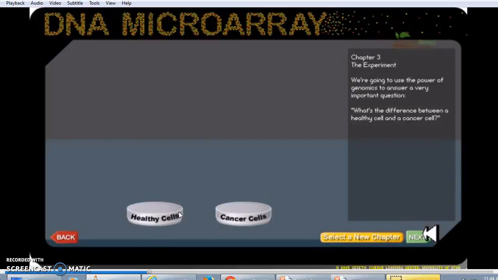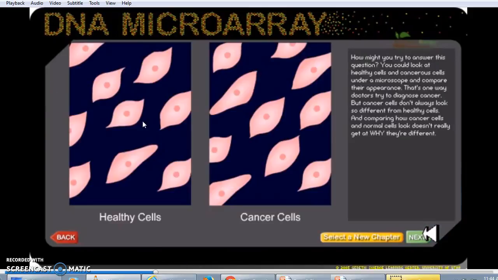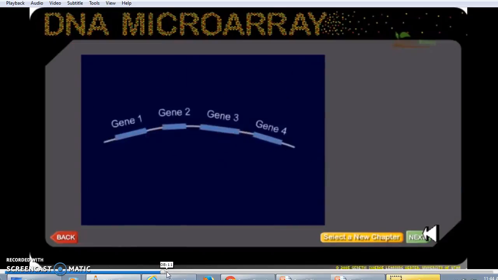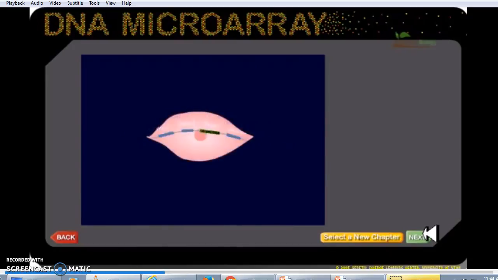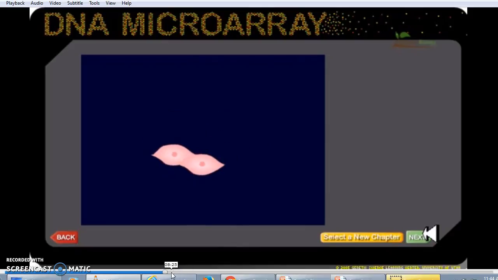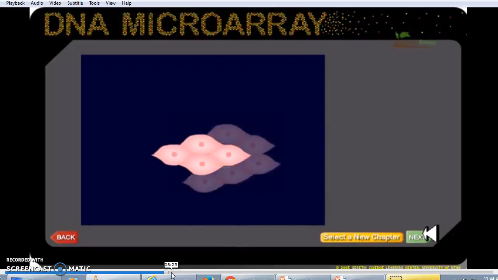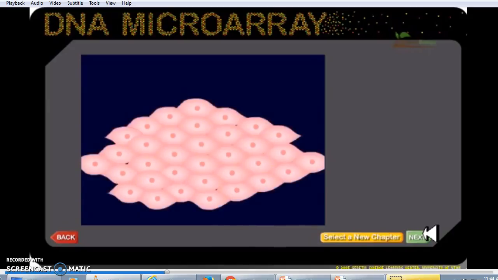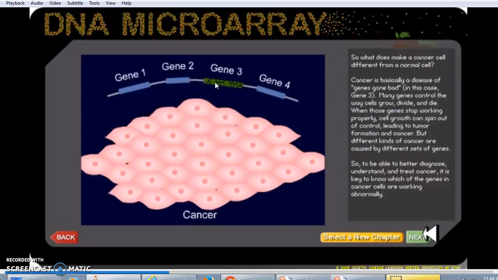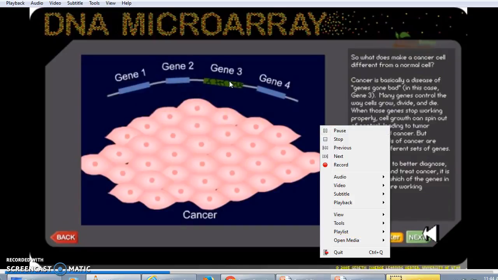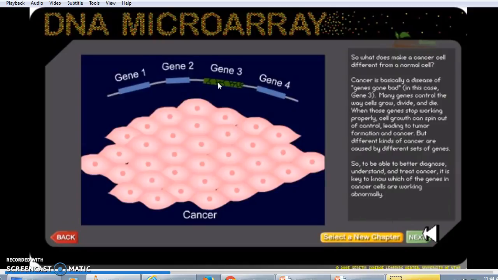Here they are doing a DNA microarray test for the healthy cells and the cancer cells. This is the healthy cells, this is the cancer cell. So gene 3 is off in the cancer cells, so that it is switched on in the normal cells. Because gene 3 is switched off, there is a mass of cancerous cells. So this gene 3 is switched on in the normal cell.